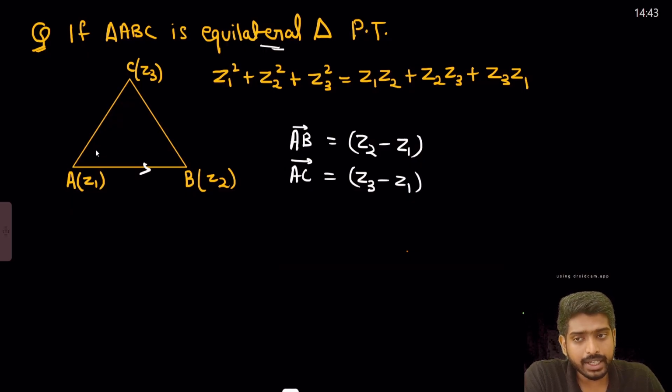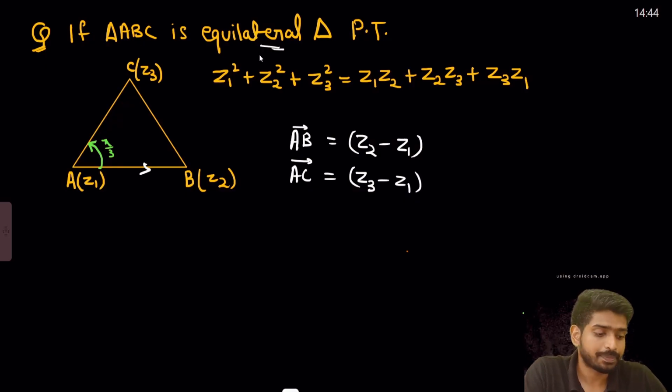Now, can we tell the relationship between these two vectors, AB and AC? From AB we can get AC by rotating AB vector with the angle. What is the angle in an equilateral triangle? All the angles in an equilateral triangle are 60, 60, 60, right? So if we rotate AB vector by 60 degrees in anti-clockwise direction, I will get AC vector, right? The magnitudes of both vectors are the same. As they said, it is an equilateral triangle, so side lengths will be the same.